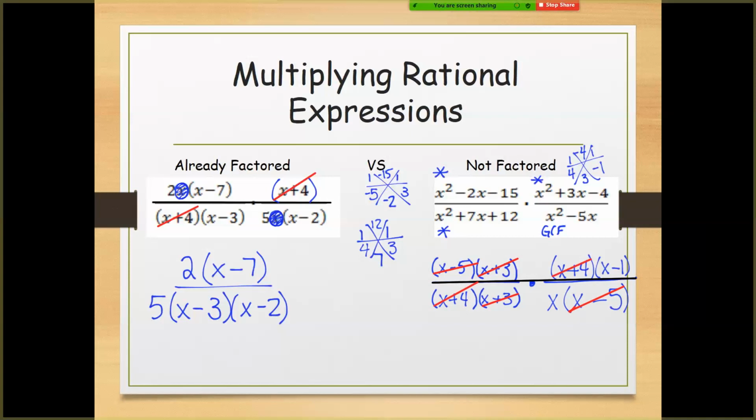So technically that first fraction completely canceled out, leaving me with x minus 1 on the top and x on the bottom. Can I cancel those x's? No, I'm not allowed to cancel them because the one on the top is involved in subtraction, the one in the denominator is not, so they're not exactly the same.